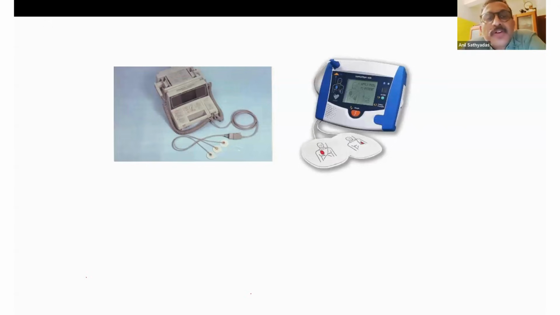Defibrillators are of two types. I don't know whether this has been discussed previously. The left side one is the manual biphasic. They have heavy paddles. The right one is the automated external defibrillator, where you have pads. It is an ECG sticking type of pad. You can remove the outer cover and then stick it onto the patient's chest.